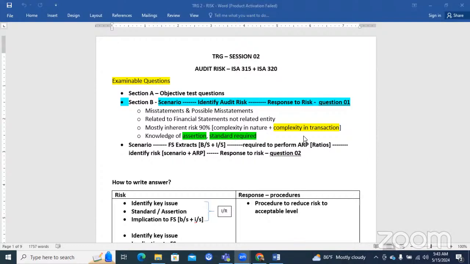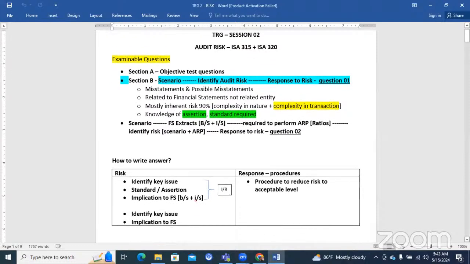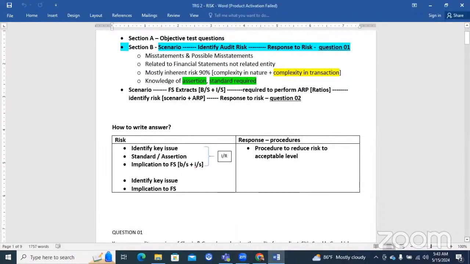Once you have captured that complexity in the transaction, it's your duty to identify whether it is a confirmed misstatement or a possible misstatement. After that, you can write your answers accordingly. So this time also, most of you will get this type of question: a scenario, identify audit risk and respond to audit risk. This type of question format will most probably be tested this time also.